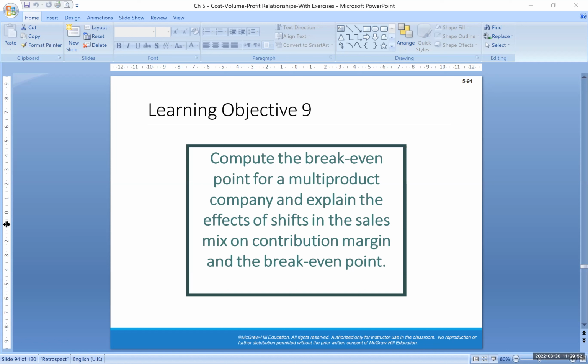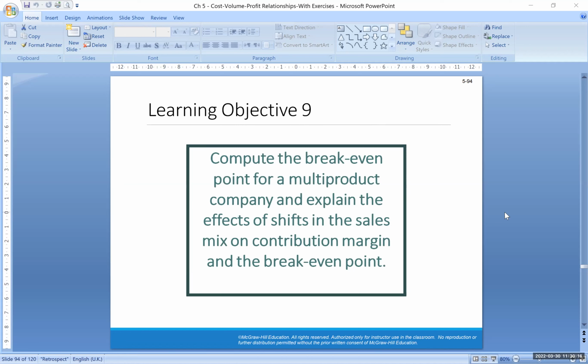Hello, guys. This will be lecture number 6 and the last lecture for the material. After that, we have some exercises for chapter 5. So this is lecture number 6 in chapter 5, and we'll start with learning objective number 9, the last objective for the chapter.